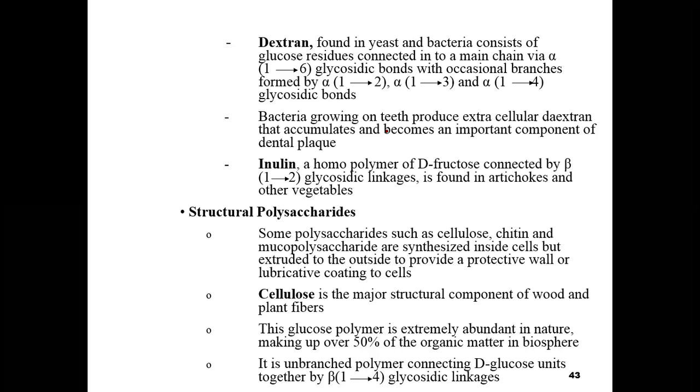First, we will discuss the cellulose. This is the major structural component of wood and plant fiber. This glucose polymer is extremely abundant in nature. It makes around 50% of the organic matter of the biosphere. It is an unbranched polymer connecting D-glucose units together. The glycosidic linkage which is present in this molecule is mostly beta-1,4.